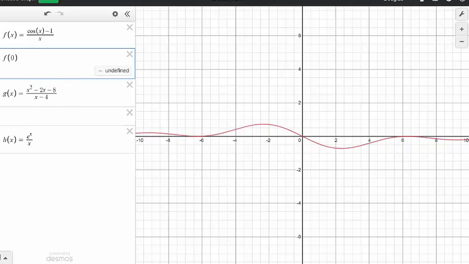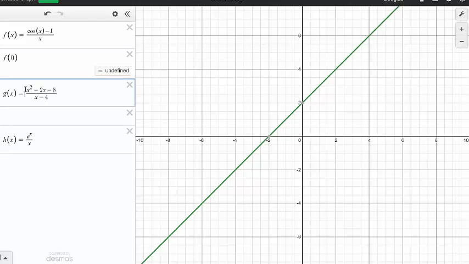Okay, good. So let's take a look at the second example we worked on. We have g with x squared minus 2x minus 8 on the top and x minus 4 on the bottom, and we were looking for the limit as x goes to 4.